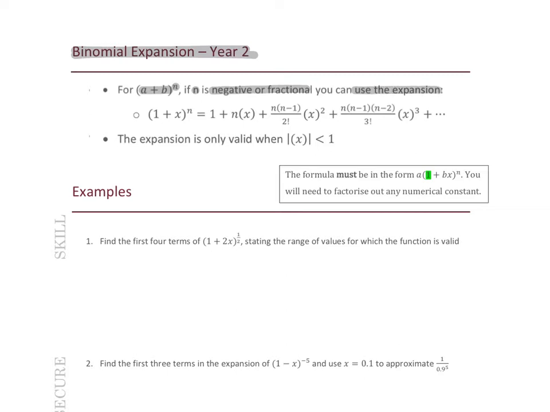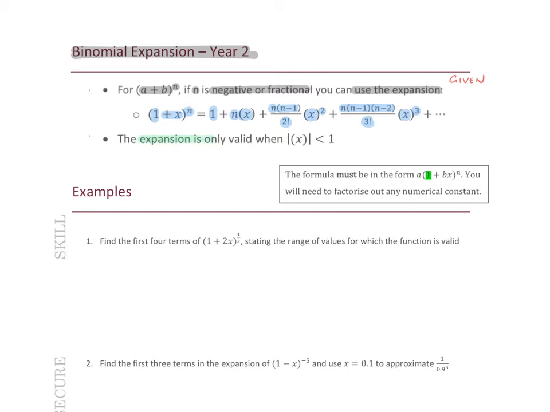expansion which is given, which is here. So we'll use the expansion later on and explain what it all means. But basically, if you've got (1 + x) to the n, you have 1 + nx, and then n(n - 1) over 2 factorial, so 2 times 1, and then whatever the x term is, squared. Then n(n - 1)(n - 2) over 3 factorial, and whatever the x term is, cubed, and so on.